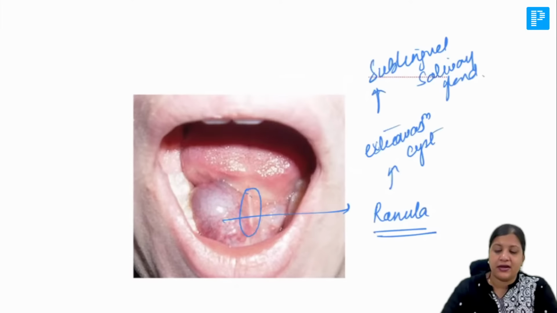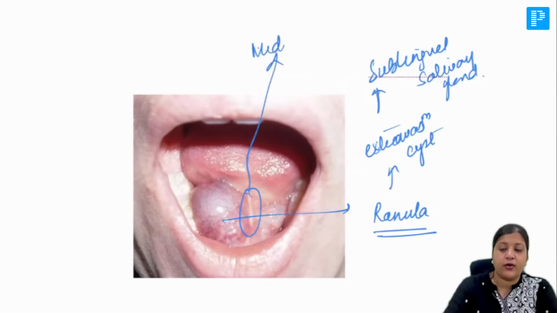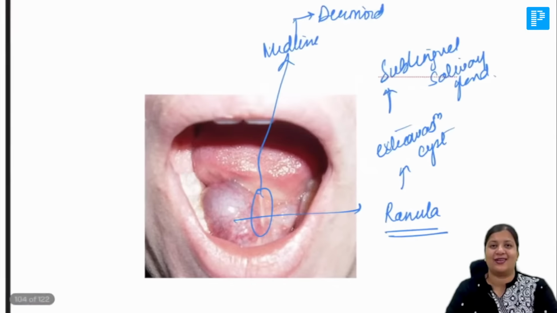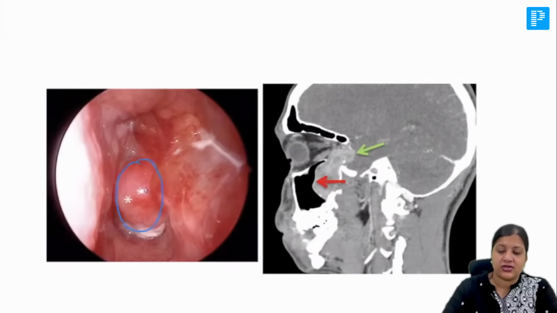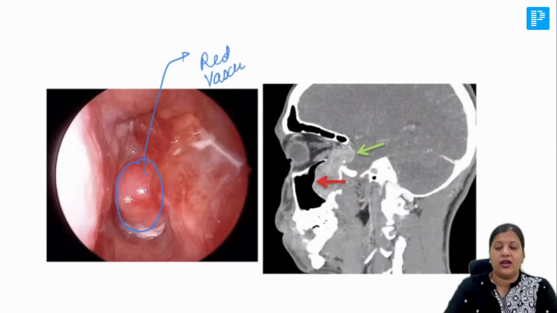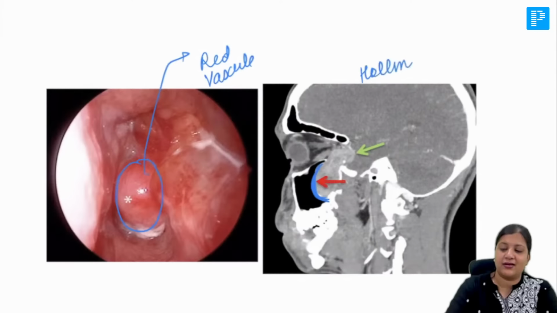If you would see a midline swelling, then you should think about dermoid. But if you're seeing a swelling on the lateral part of the midline, then you should think about a ranula. What is this? You see a red vascular mass in the posterior part of the nose, and on examination, you're seeing anterior bowing of the posterior wall of the maxillary sinus. What is this sign called as? This is your Holman-Miller sign.